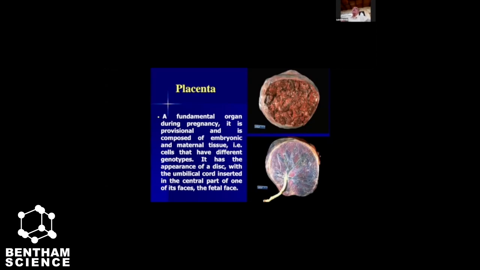So if the source of oxidative stress is the placenta, let's take a brief look at the placenta. The placenta is a fundamental organ during pregnancy. It is provisional and it is composed of embryonic and maternal tissue. It has the appearance of a disc with the umbilical cord inserted in the central part of one of its faces, the fetal face.